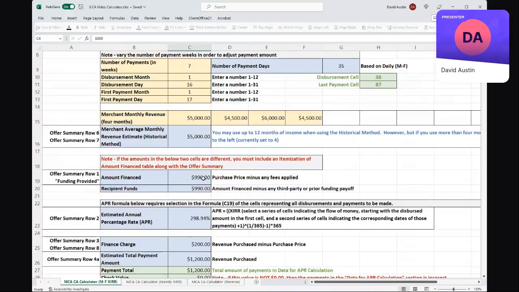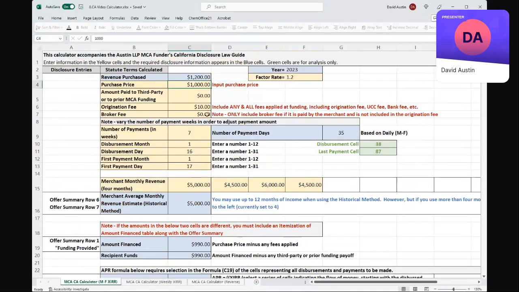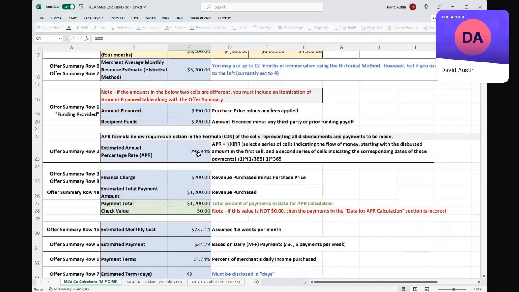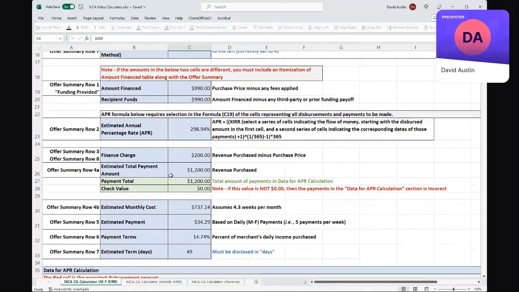The amount financed is shown here. This is the purchase price minus any origination fee or any third-party fee or any broker fee. The APR is calculated for you, and again, you're told where to put this in the offer summary. Finance charge is calculated. The estimated total payment amount is given here. The estimated monthly cost, estimated payment, payment terms, and estimated term days. All of these pieces of information are required in the disclosure.